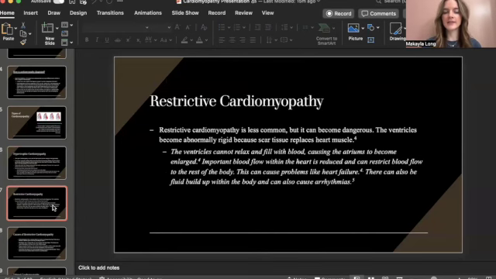The next kind is restrictive cardiomyopathy, and it is less common, but it can quickly become dangerous. The ventricles become abnormally rigid, and scar tissue replaces the heart muscle. The ventricles cannot relax and fill with blood, causing the atriums to become enlarged. And important blood flow within the heart is reduced and can restrict blood flow to the rest of the body. And this can cause problems like heart failure, fluid buildup, and arrhythmias.